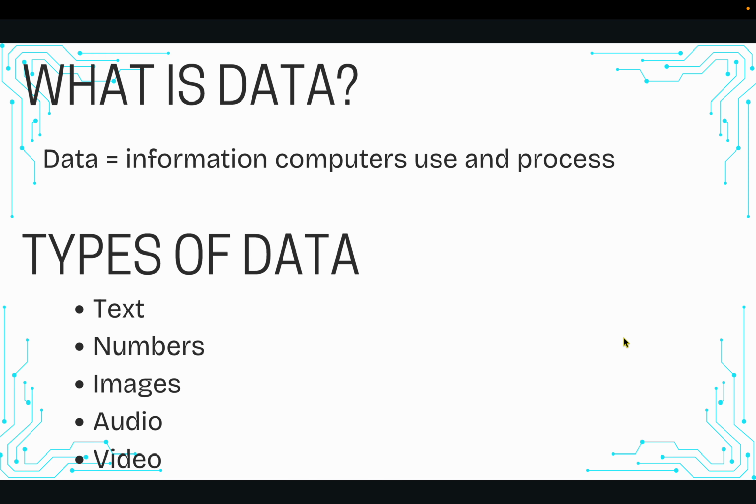So, what exactly is data? Think of data as the information your computer is using and processing to run any of the tasks you're doing. We went over your hardware, we went over your software. Your software contains data, and your hardware, your CPU, uses that data to figure out what it needs to do. There are various types of data: you have text, numbers, images, audio, and video. That's all sorts of data that your computer and your phone stores.